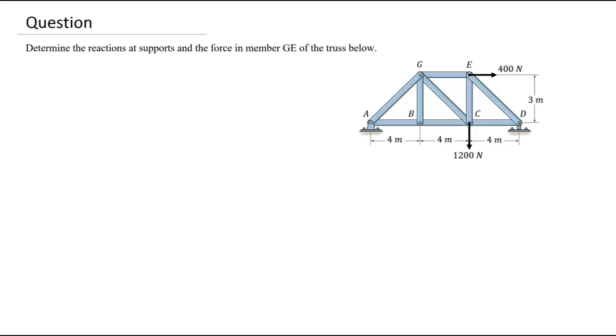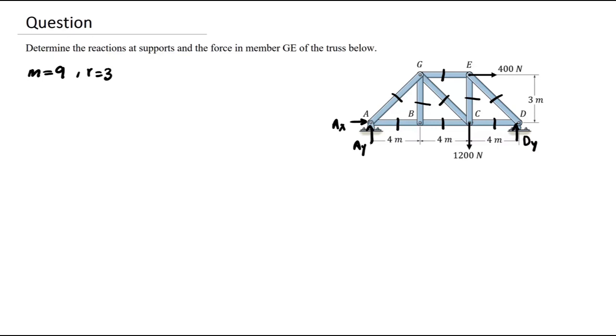We are asked to determine the reactions at supports and the force in member GE of the truss below. This is a 2D truss, and we have 1, 2, 3, 4, 5, 6, 7, 8, 9 members. So M is equal to 9. There are 2 supports here, 2 reactions at support A, and 1 reaction at the roller at support D. So we are going to have 3 reactions.